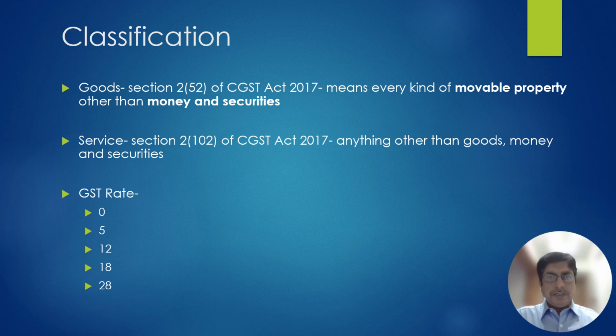In the CGST Act, goods is defined as every kind of movable property, and service is defined as anything other than goods. It means that to determine whether something is a service, you have to first see whether it is goods. If not, then it is a service.